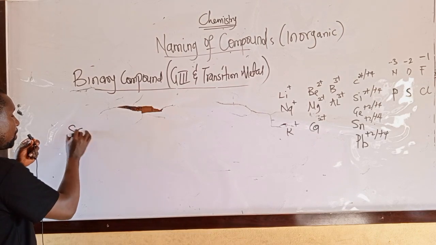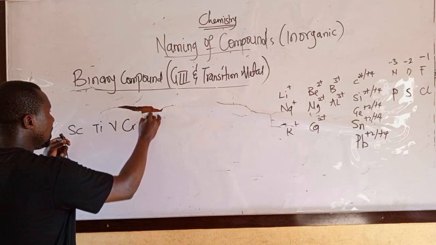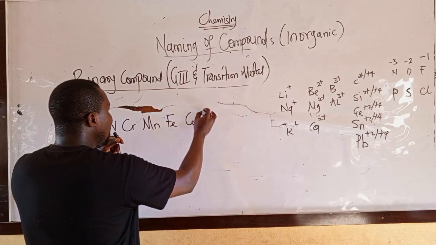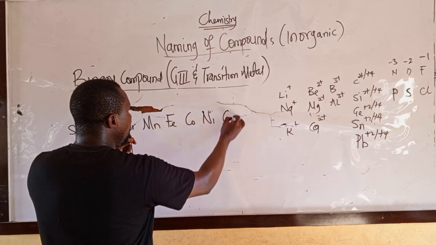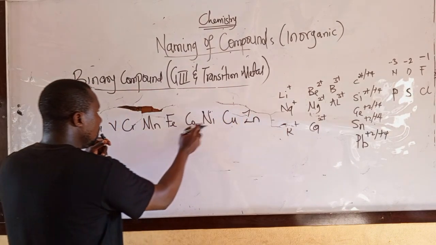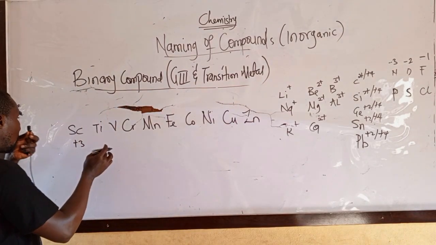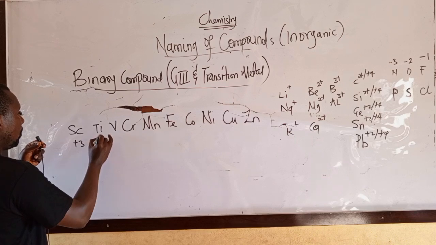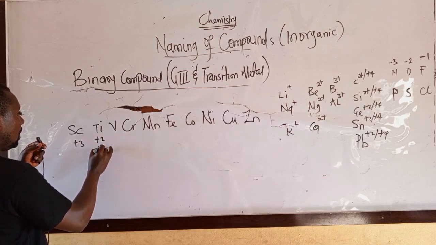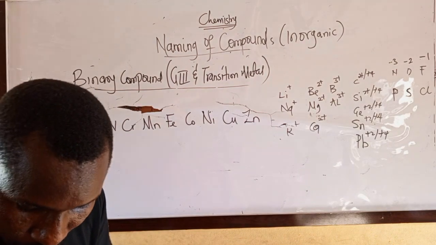We have scandium, titanium, vanadium, chromium, manganese, we have iron, we have cobalt, we have nickel, we have copper, we have zinc. 1, 2, 3, 4, 5, 6, 7, 8, 9, 10. This one has an oxidation number of +3. This one, +2. Yes, +2, +3.